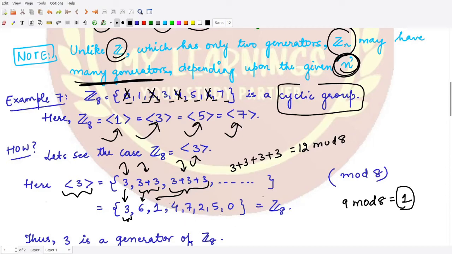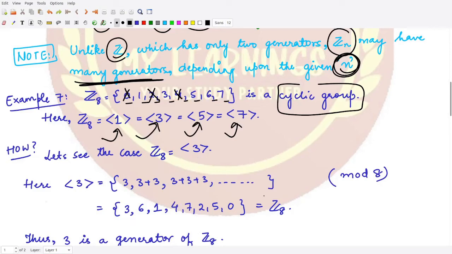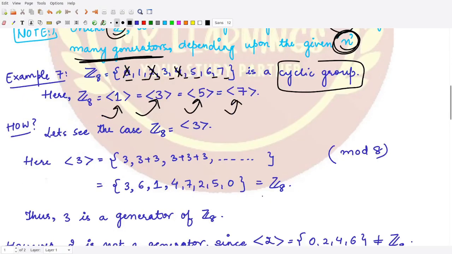So here in this case, the digit 3 is a generator of the group Z8. However, 2 is not a generator.